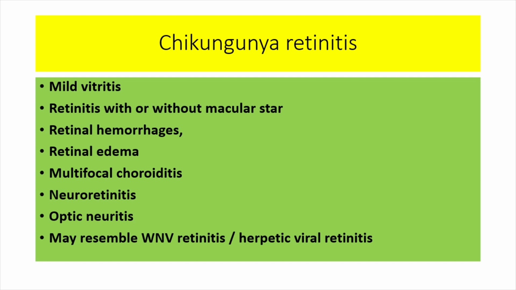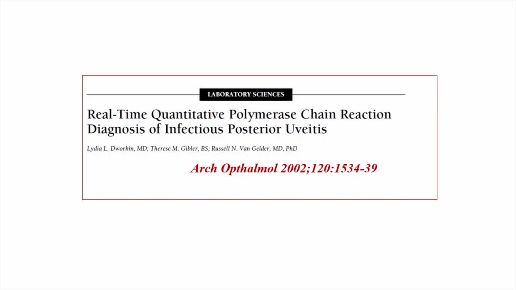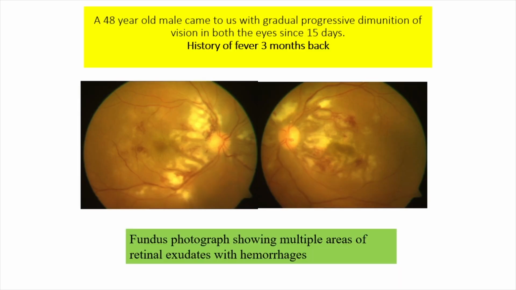Chikungunya retinitis can present with mild vitritis, retinitis with or without macular star, retinal hemorrhages, retinal edema, multifocal choroiditis, neuroretinitis, optic neuritis. It can resemble West Nile virus retinitis or herpetic viral retinitis. Real-time quantitative polymerase chain reaction in the diagnosis of viral retinitis is quite useful.